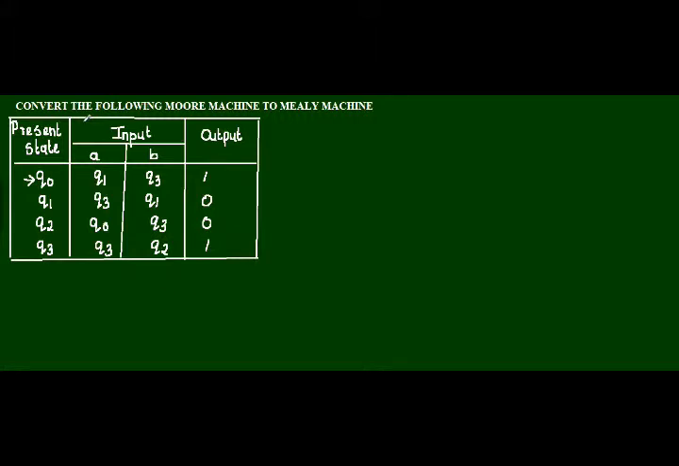In this lecture, I am going to explain how to convert Moore machine to Mealy machine. Question is given here. So in Moore machine, output depends on present state, whereas in Mealy machine, output depends on present state as well as present input symbol. First, let me explain the tuples of Moore machine, and then I will explain how to convert to Mealy machine.